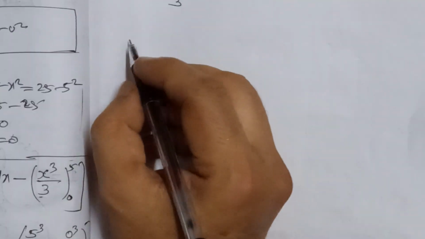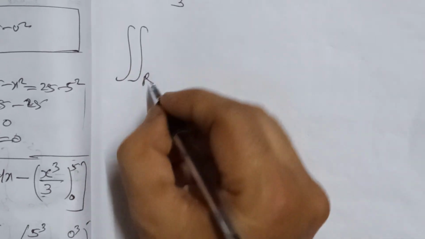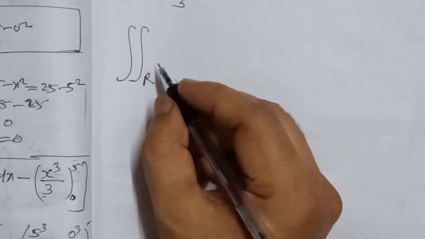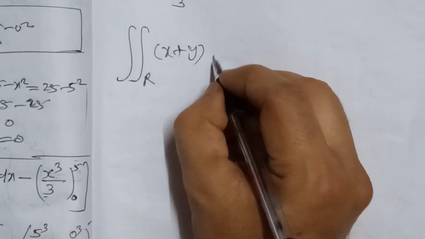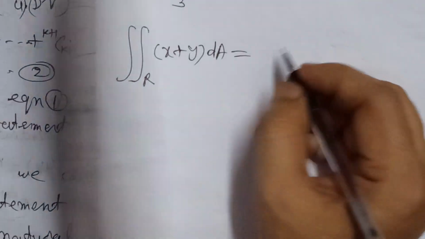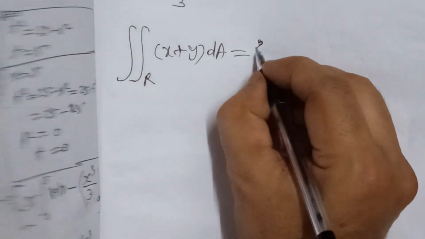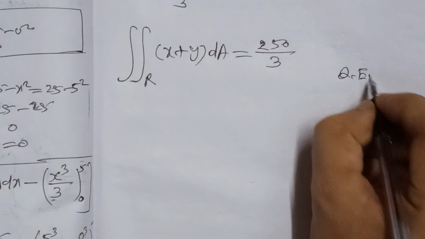Therefore the value of I, the double integration over region R, the region of the circle in the first quadrant, of x plus y dA, is equal to what we had to prove, so we proved this, quod erat demonstrandum.